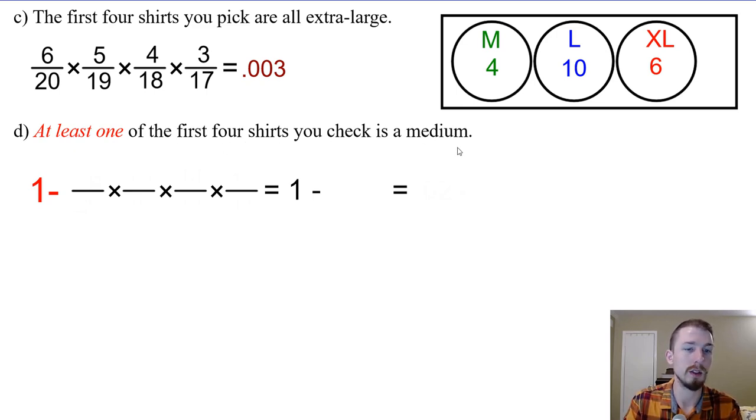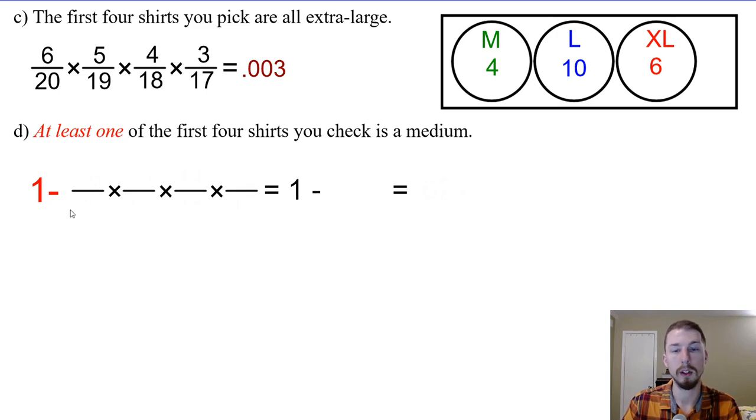All right, at least one of the first 4 shirts you pick is a medium, so at least one of the mediums you were looking for out of the first 4 that you pick out of the box. So anytime you see at least one, that's a clue. It's faster, or at least easier, to solve this by the complement instead of finding the probability that you get 1, 2, 3, or all 4 of the mediums out of the first 4 you draw. That's a lot of work. So let's do the complement.